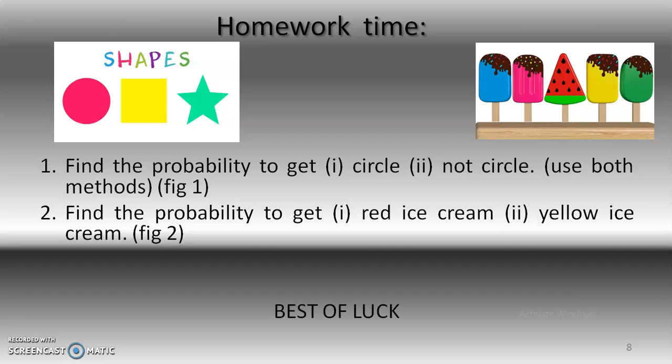It's homework time. First question: find the probability to get the first one a circle, the second not a circle. Use both methods and refer to figure 1. Second question: find the probability to get the first one a red ice cream and the second one a yellow ice cream, and refer to figure 2. Now best of luck, guys.